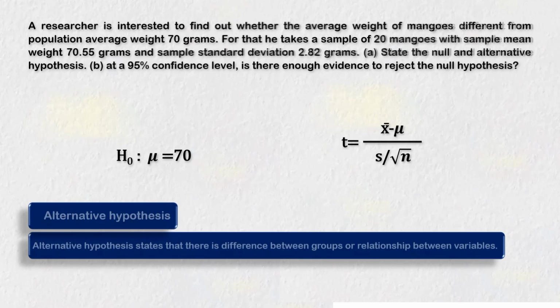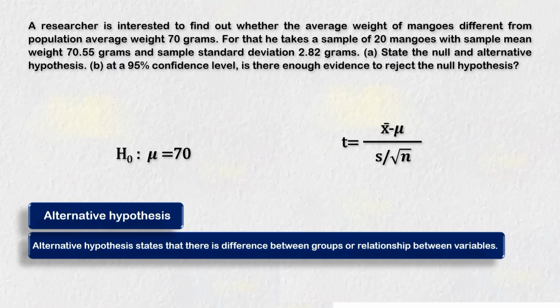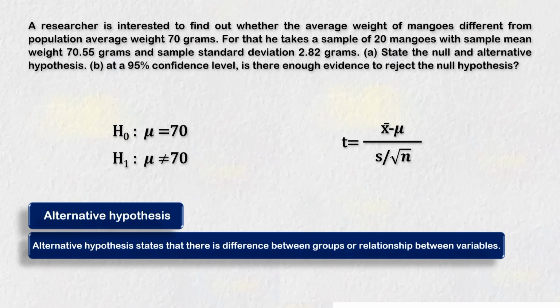Alternative hypothesis states that there is a difference between groups or relationship between variables. It contradicts the null hypothesis. So for this case, we can say average weight of mangoes is different from 70 grams. That means mu not equal to 70 grams.